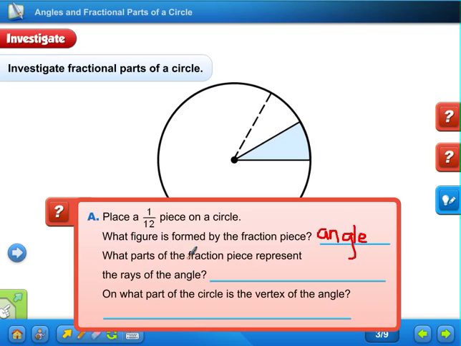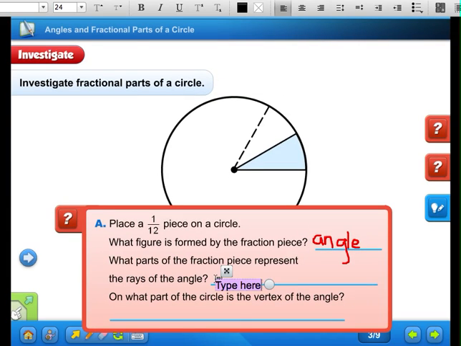What parts of the fraction piece represent the rays of the angles? The rays. Remember, the rays are like the straight lines. So it would be the straight sides.